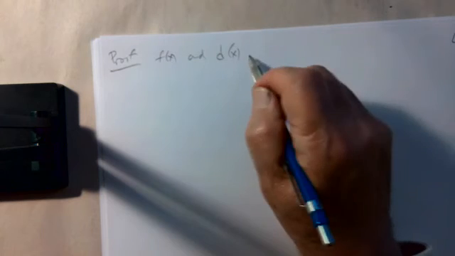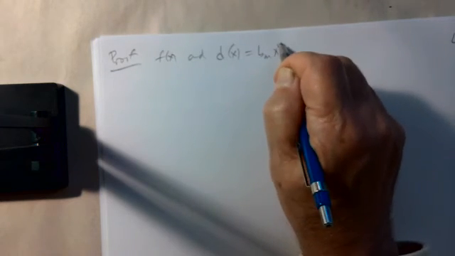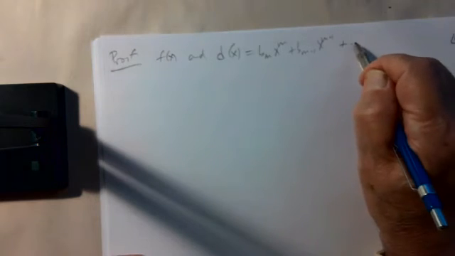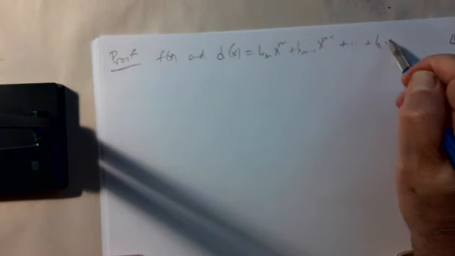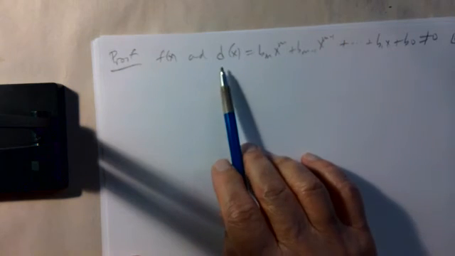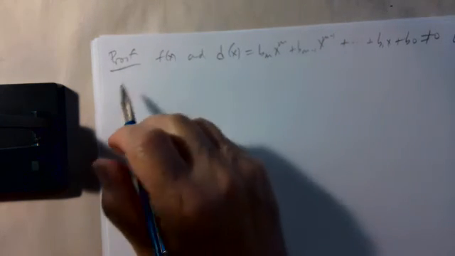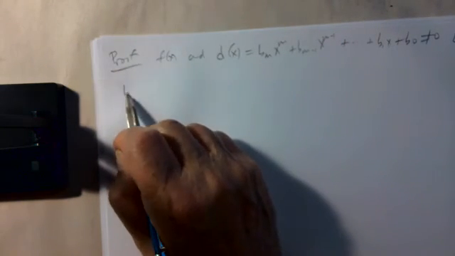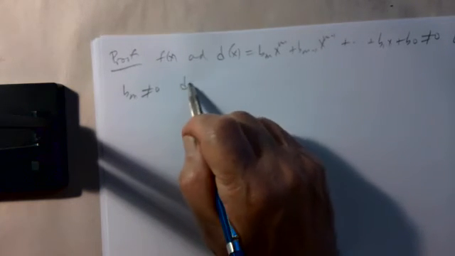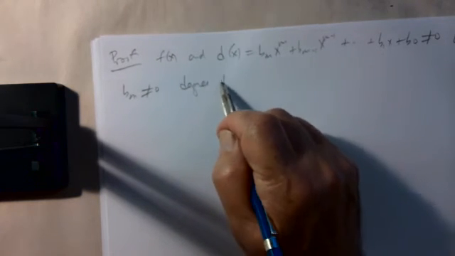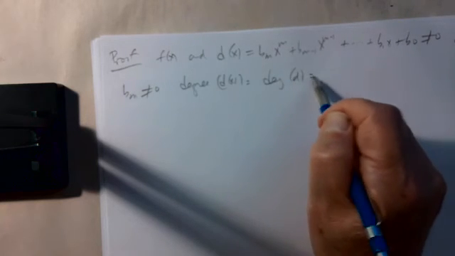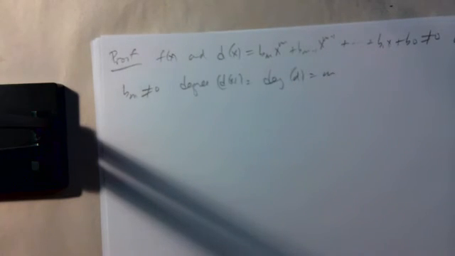Let's say we write d of x is b sub m x to the m, b sub m minus 1 x to the m minus 1, plus b1 x plus b0. So this is a non-zero polynomial. You can only divide by a non-zero polynomial. And suppose b sub m is different from 0, so the degree of d is equal to m.